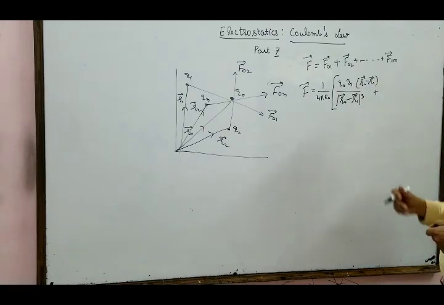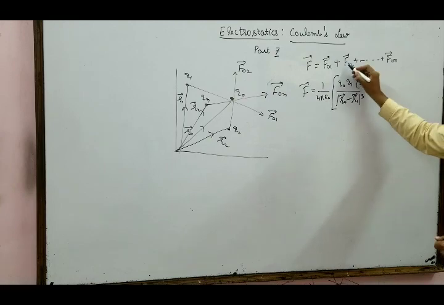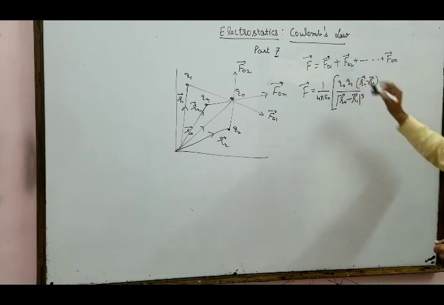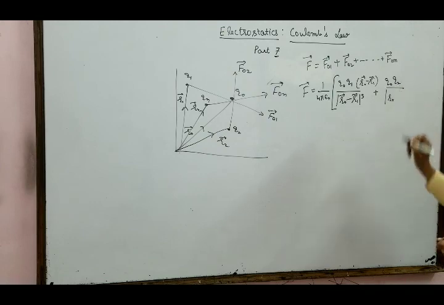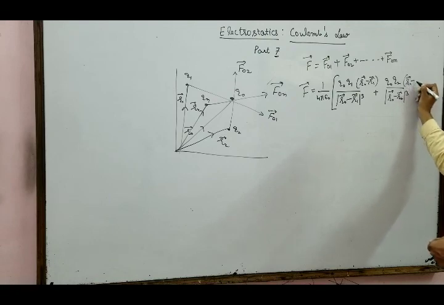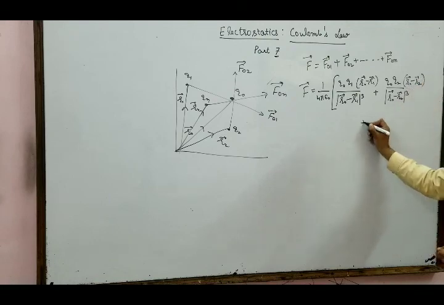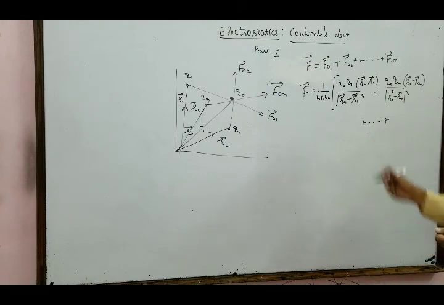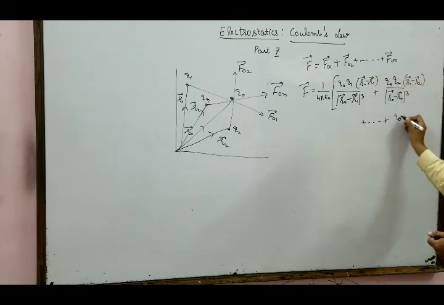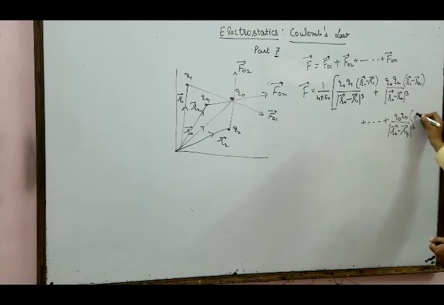Now you can try. What would you do for the second part, which is the force on Q0 due to Q2? It will be Q0 Q2 divided by the magnitude of R0 minus R2 whole cube, times R0 minus R2, plus so on up to the last charge. The last one will be Q0 Qn divided by the modulus of R0 minus Rn whole cube, obviously following the same approach, times R0 minus Rn.